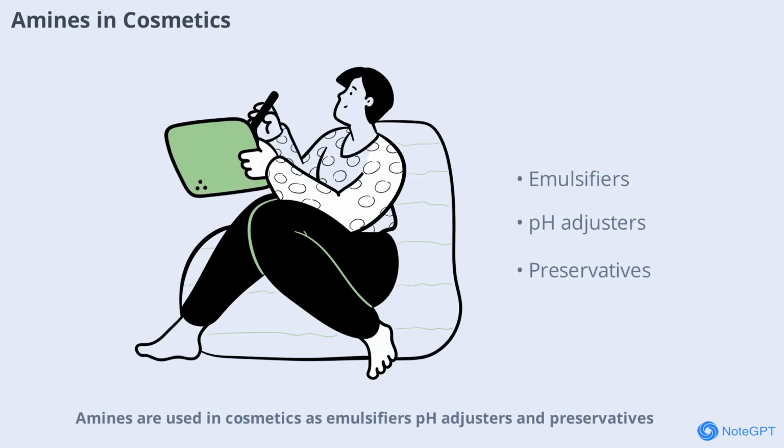Amines are used in cosmetics as emulsifiers, pH adjusters, and preservatives. Their chemical properties help stabilize products and improve their texture and shelf life, making them common in lotions and creams.